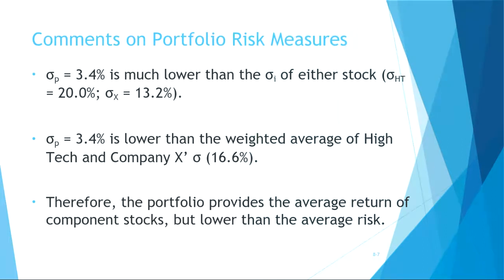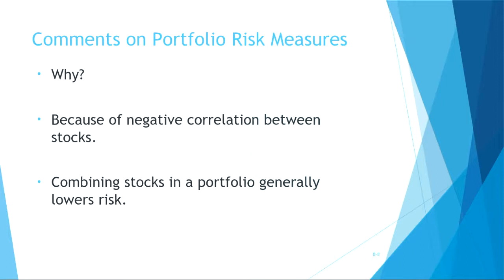As you have seen, the return is the weighted average of these two stocks, but the risk, or the volatility, is much lower than the weighted average of both stocks, right? So why do we have less risk? Because we have a negative correlation between these stocks, right? Combining stocks in a portfolio generally decreases your risk. Okay. Any questions up to now?